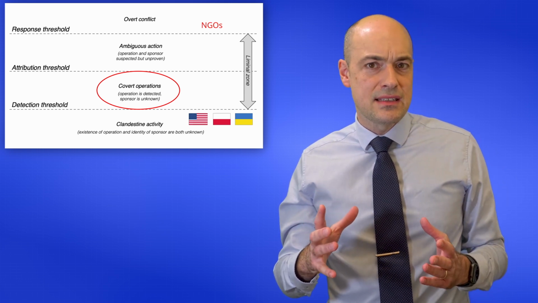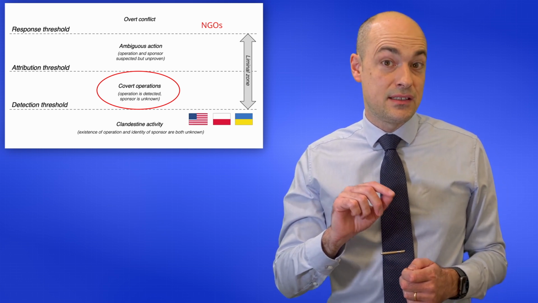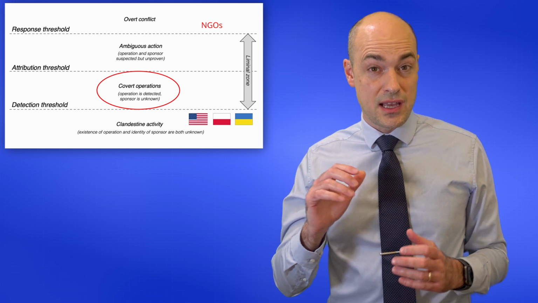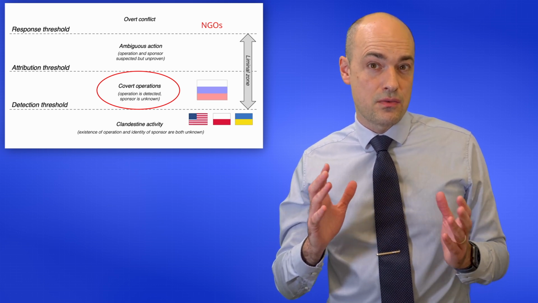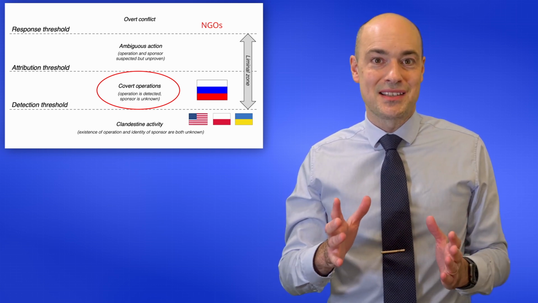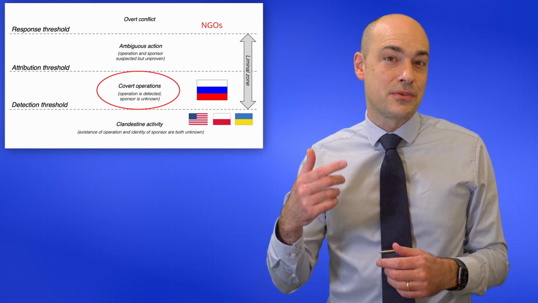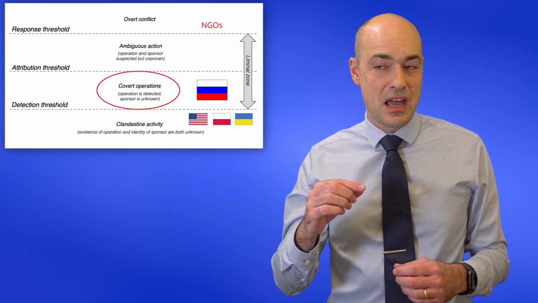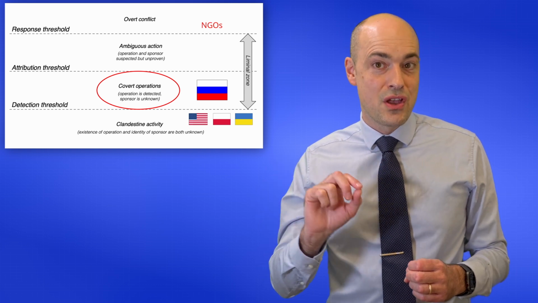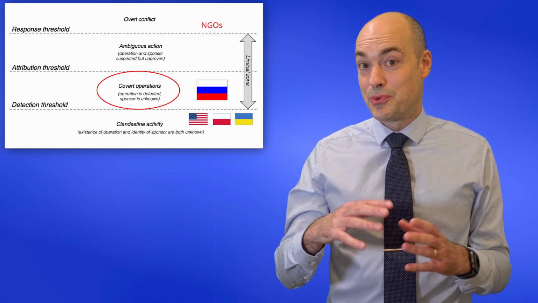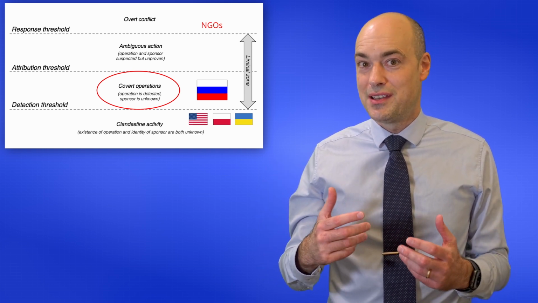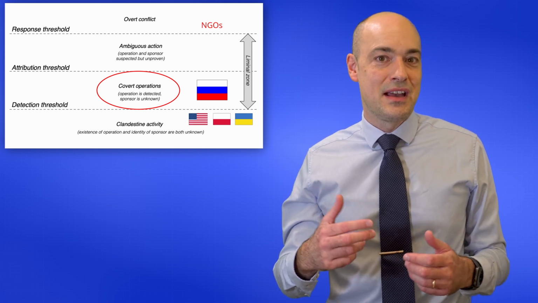And this basically means that the only actor that I can see where this operational design makes sense is Russia. The consequences that I listed before, of this taking place above the detection threshold and below the attribution threshold, are all good for Russia. So that is why, from an operational point of view, I think Russia is the most obvious suspect.